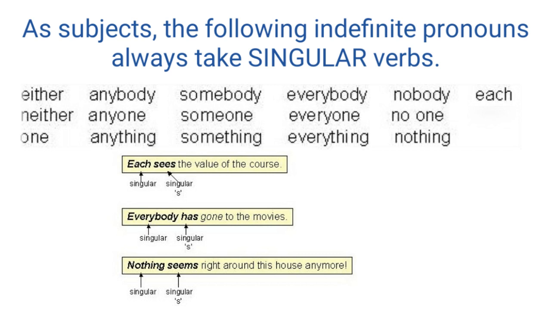Look at these examples. Each sees the value of the course. Each is considered singular. That's why the verb is used in singular form, sees. Everybody has gone to the movies. Everybody is singular. That's why the verb also is used in its singular form. Has is singular. Nothing seems right around this house anymore. Nothing, the subject, is singular. That's why we use the verb in its singular form, seems.